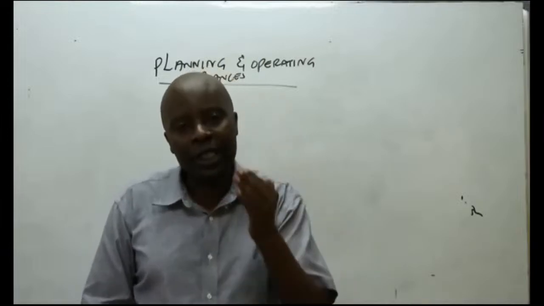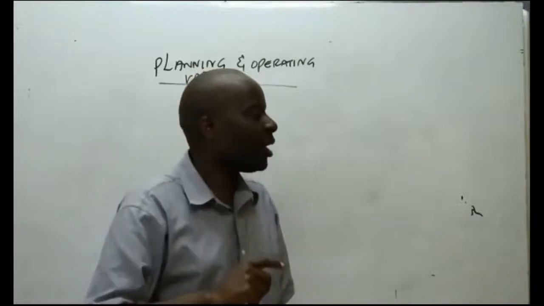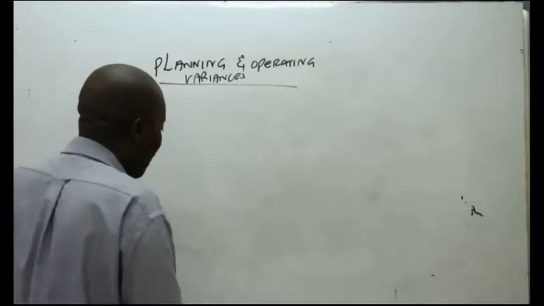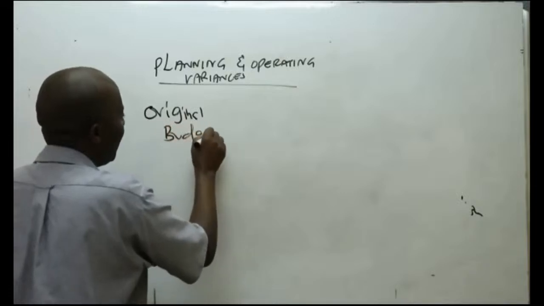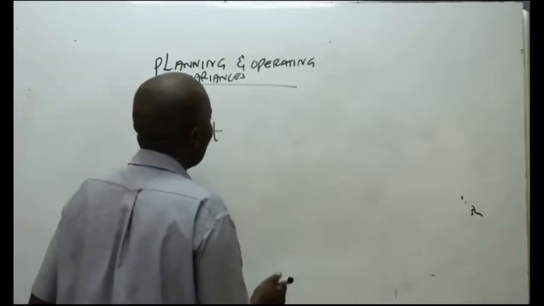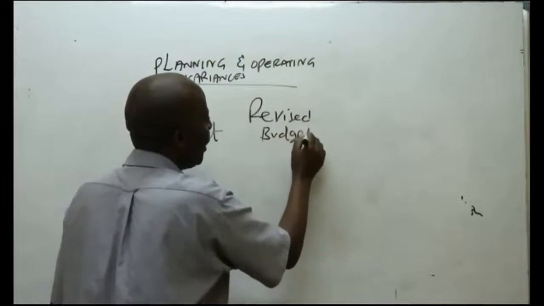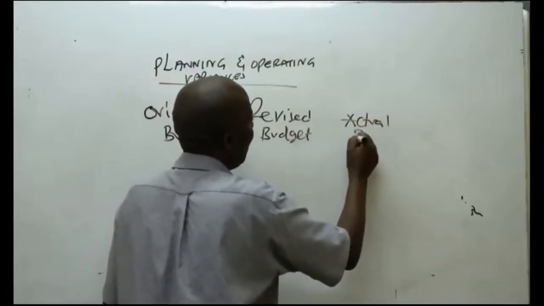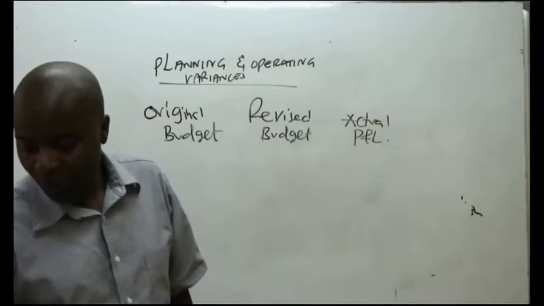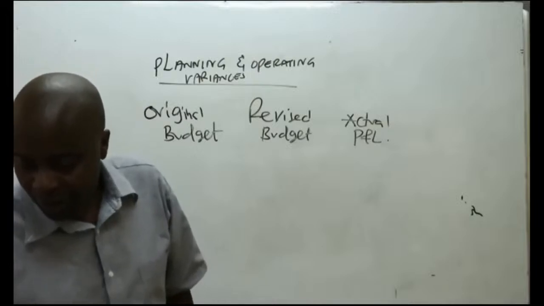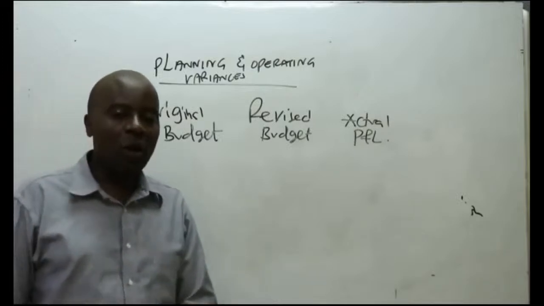And that is why whenever things change, it can only be good if we are to revise our budgets. So we must revise our budgets. And the moment we revise our budget, then we shall be having our original budget, the one that we prepared at the beginning of the year. And then in between the year, we have a revised budget. And then, of course, at the end of the year, we'll have what we call the actual profit and loss account, which we shall be making comparisons with.